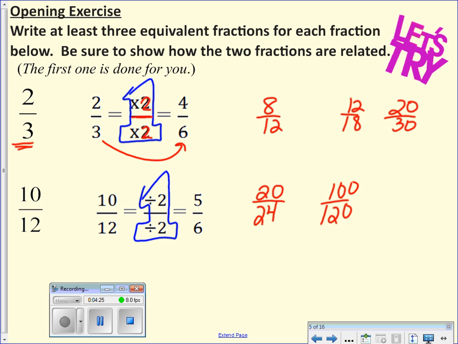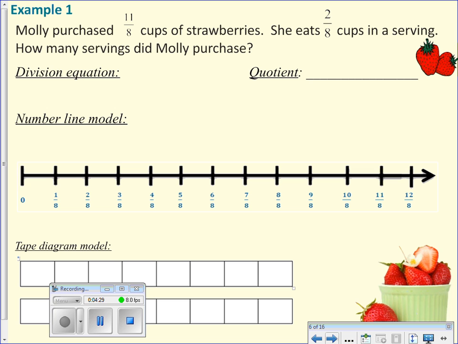This is going to come into play a little bit later in the lesson. So let's take a look at the first example, which should sound very familiar. Molly purchased 11/8 cups of strawberries. She eats 2/8 of a cup in a serving. How many servings did Molly purchase? So we have a division equation that we have to write.